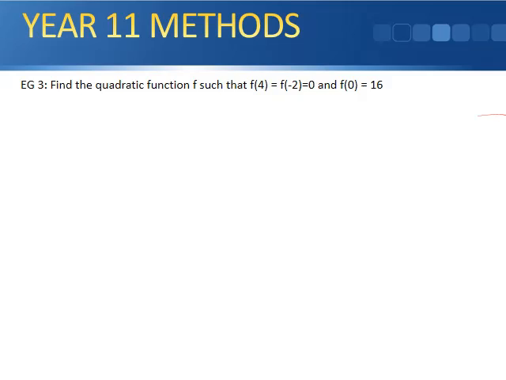Example 3 says find the quadratic function f such that f(4) equals f(-2), which equals 0. So if these two are like that, that means that they're factors. So the rule becomes f(x) equals k. I don't know how wide or narrow it is. And then it'll be x minus the 4, because that's a factor, because it equals 0. And it would be x minus the -2 becomes plus 2.